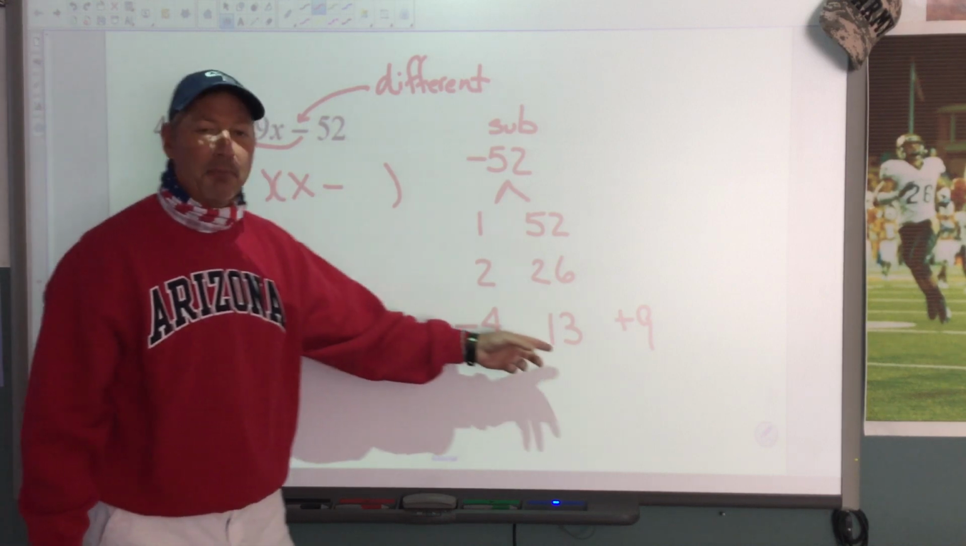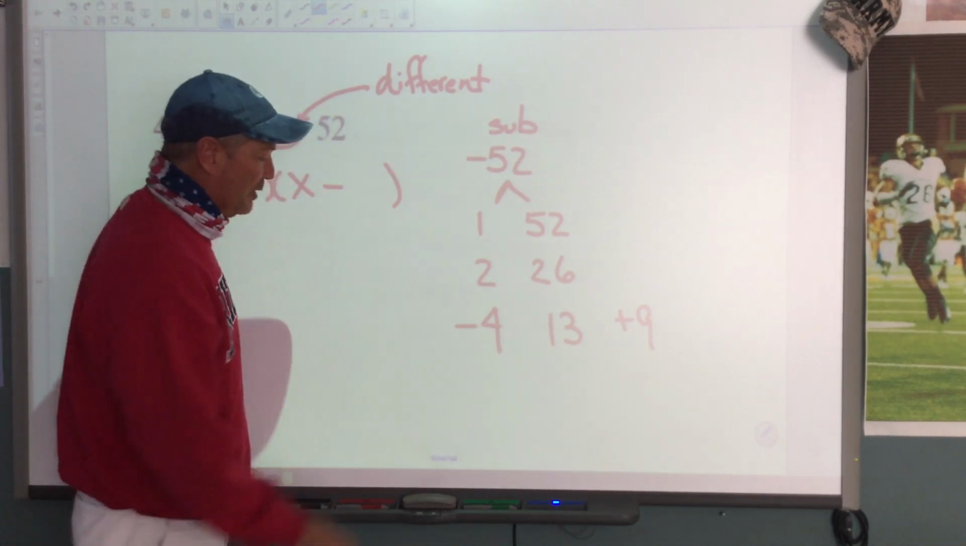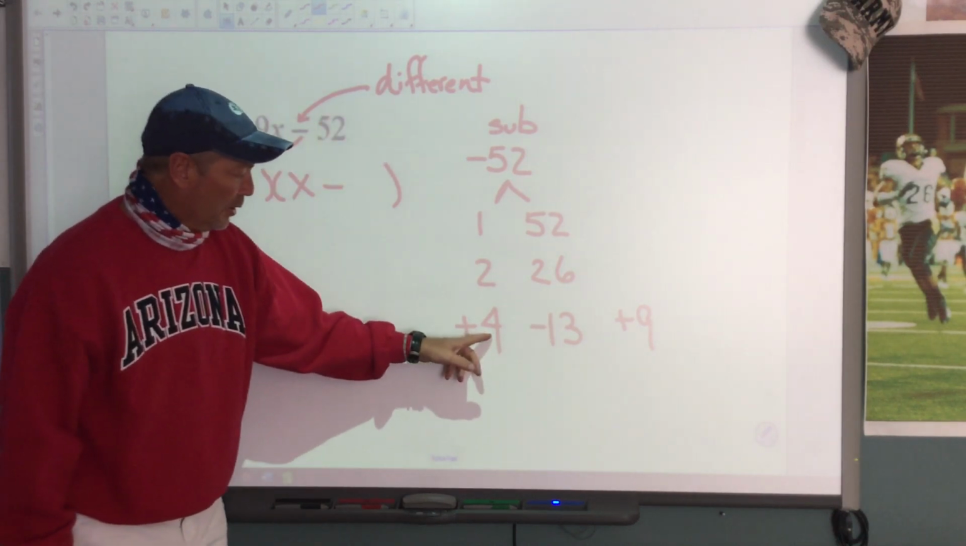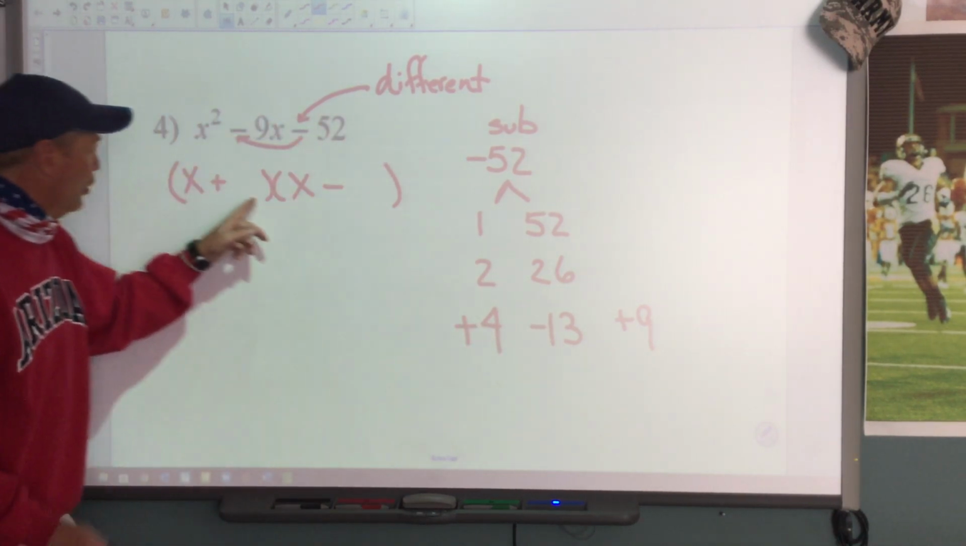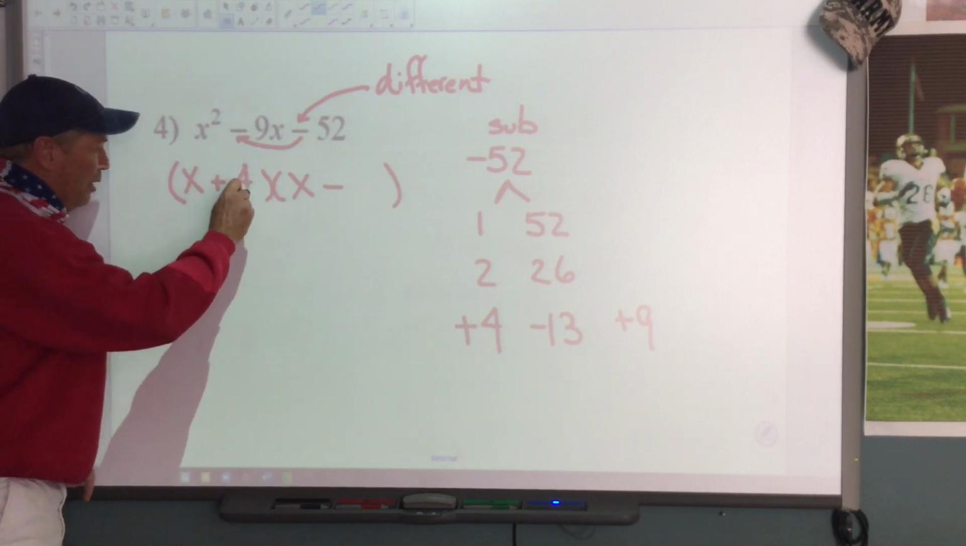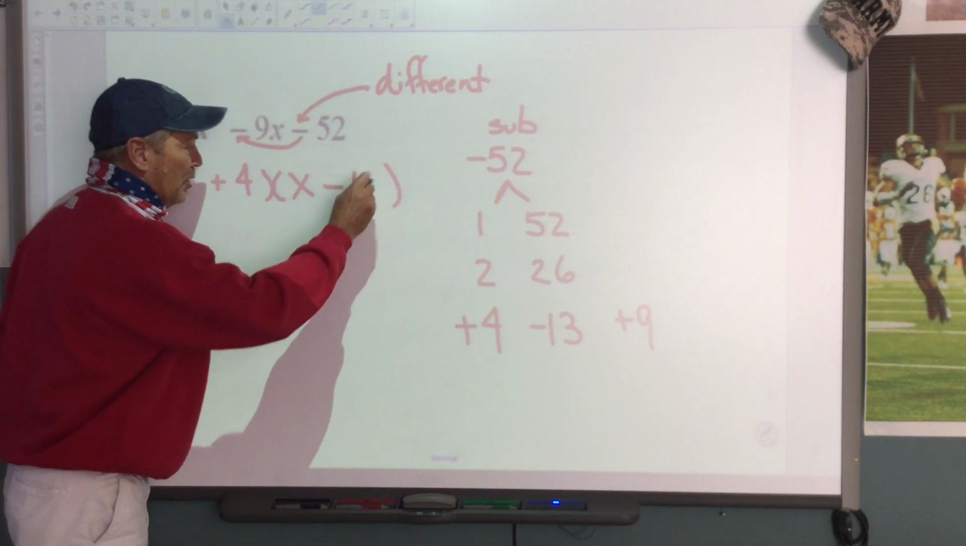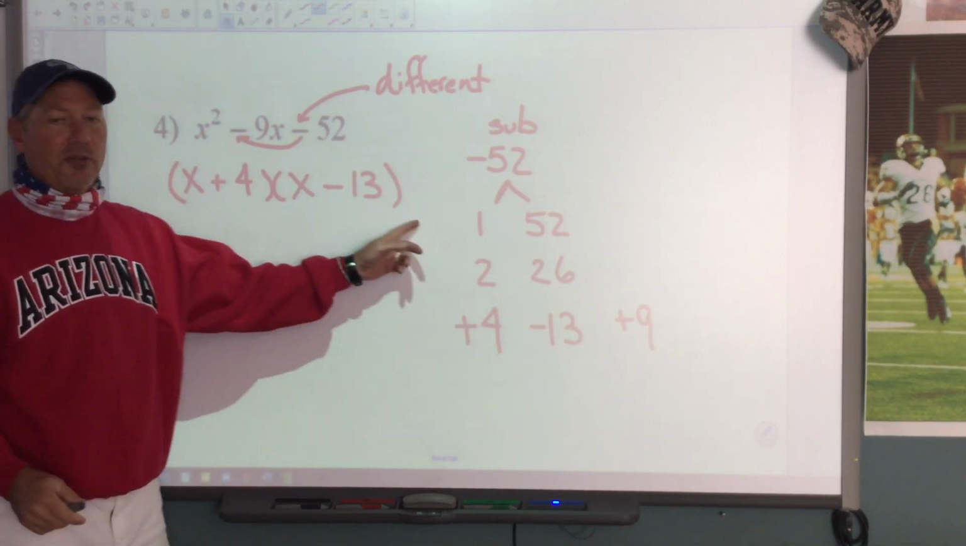This tells me that I did my signs incorrectly. So this has to be the positive, this has to be the negative. So look, the positive goes with the 4. So there's where the 4 goes. The minus or the negative goes with the 13. This goes here. And this is how you factor that.